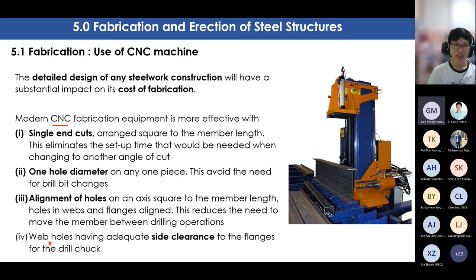Okay. So another thing is the web hole. Like in this case, the picture shows the web hole, right? So we are punching through the hole in the web of the I-beam. Once you punch through, if your hole is very close to the flange, right, then it may affect the drilling capacity. They may not be able to drill. Depends. So they need a clearance. All this needs to be considered in the design so that the CNC machine can be used. Otherwise, you got to complement with manual drilling or something like that.